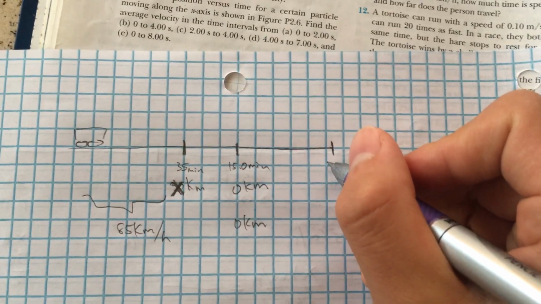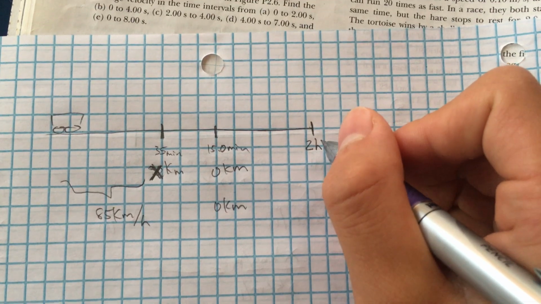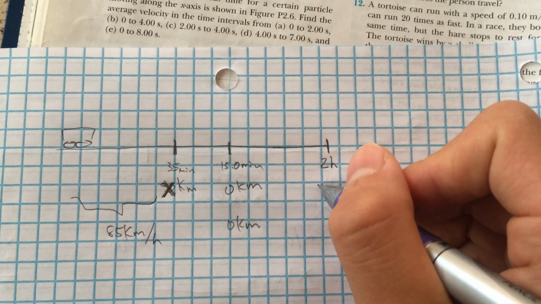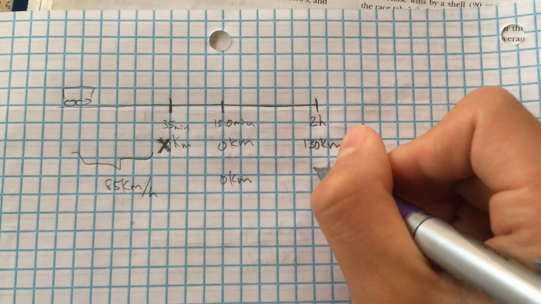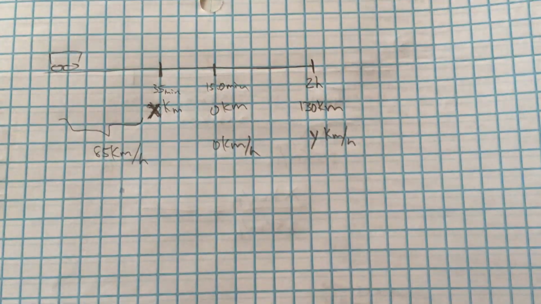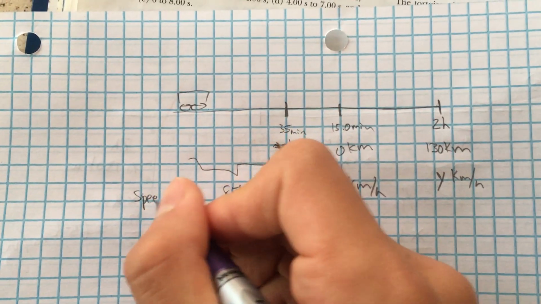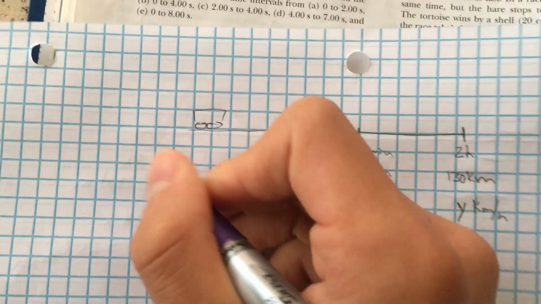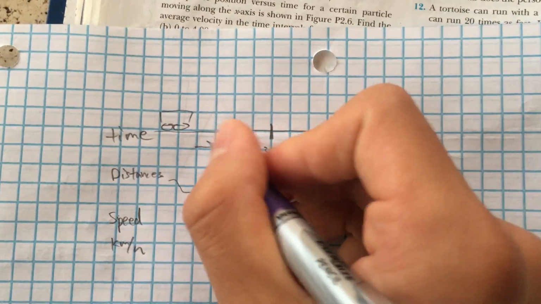And then his trip finished in 2 hours, so let's put 2 hours at the end. And then his distance, we know his distance is 130 kilometers, but we don't know his speed. We can put y for speed in kilometers per hour. See that? This is his speed, his distance, and you could put that as time. And this is towards north, the positive side, whatever you want to call it.